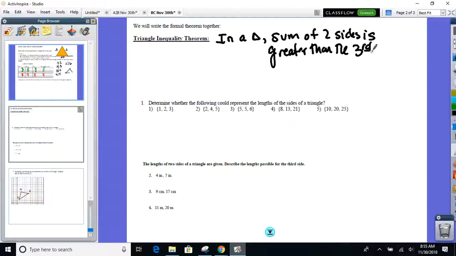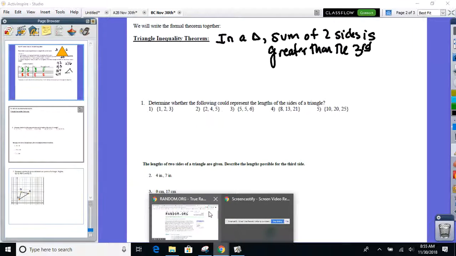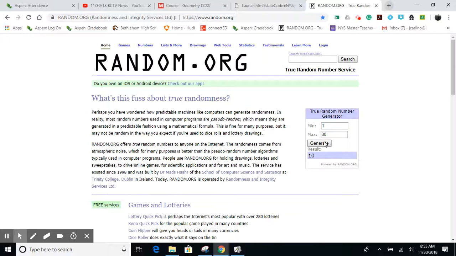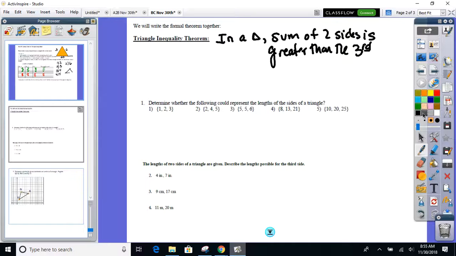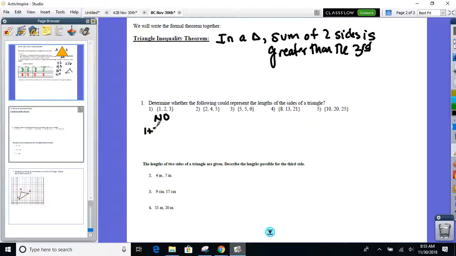All right, so I have a triangle of side lengths 1, 2, 3. Good enough for a triangle? Yes or no? Here we go. No. Why not? What doesn't work? 1 plus 2 is equal to 3, not greater than 3. Now, I know some of you may say, but what's 3 plus 2? 5. That's greater than 1. But as long as there's one that doesn't work, that's all I need to say no. As long as there's one pair that doesn't add up to greater than the third side, that's all I need.